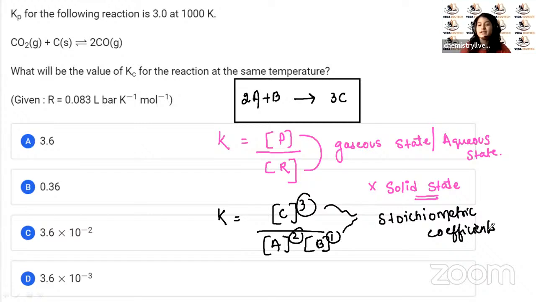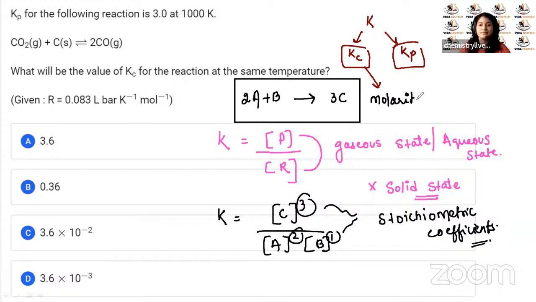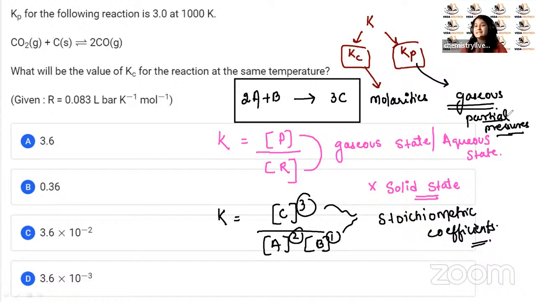This is how we calculate the equilibrium constant. When we talk about equilibrium constants, there are two types: one is Kc, another is Kp. Kc is generally the concentration terms when the concentration is expressed in terms of molarities. Kp is for gaseous concentrations, where in general we take the partial pressures of gases. So this is Kc and Kp.